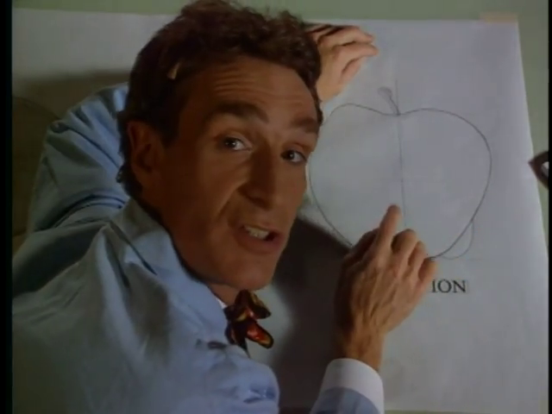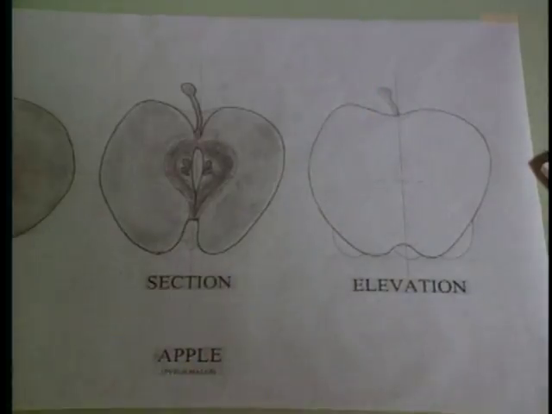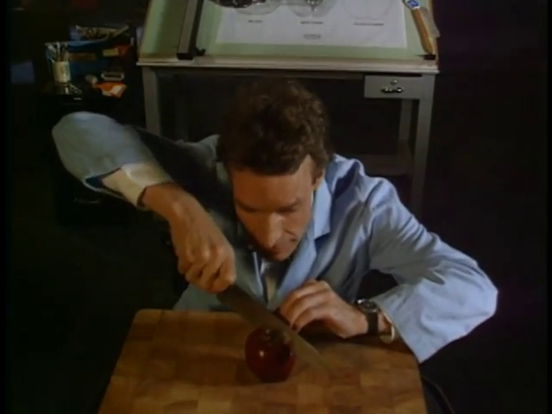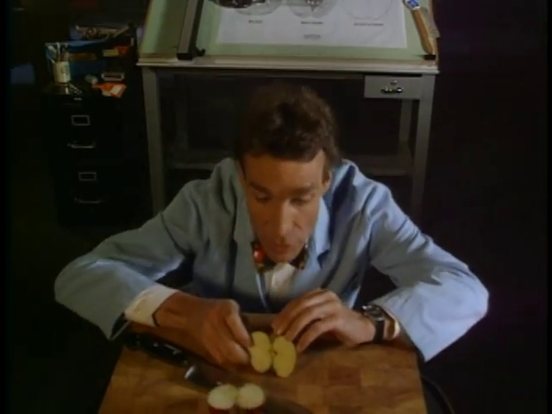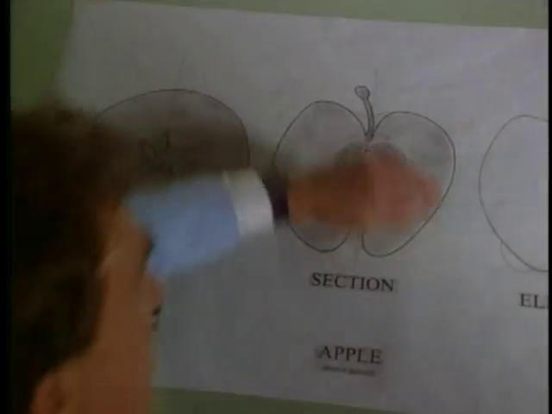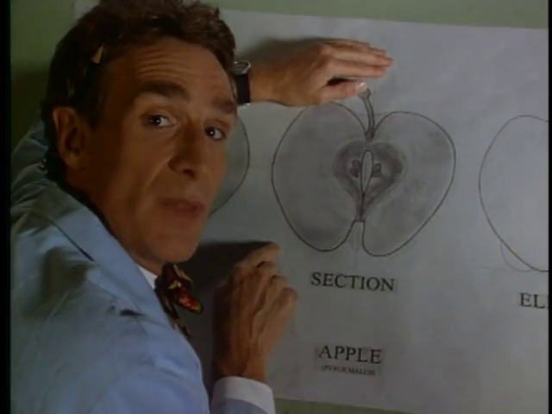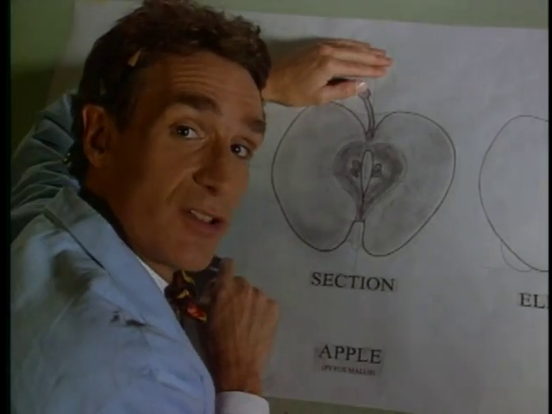We want to see what's inside. So, we take the apple and we cut it this way. Now we look at it straight on, but we're looking at the inside. And the picture looks like this. This is the inside of the apple. Now, that's not the only way we can see the inside of the apple.